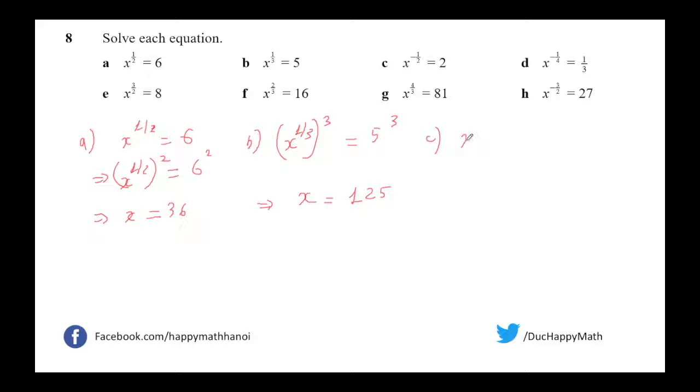And C. X power to minus 1 over 2 is equal to 2. So I want this power number to be equal to 1. So I will put another power number outside. This means I will take the minus 2. So I put here minus 2, so I have to put in the right hand side minus 2. So the left hand side will be equal to x, and the right hand side will become 1 over 4.